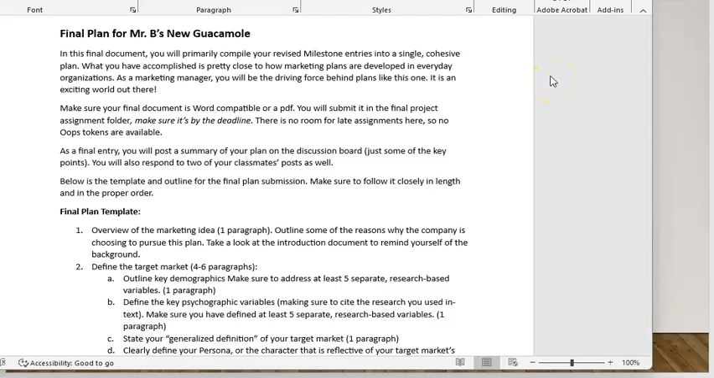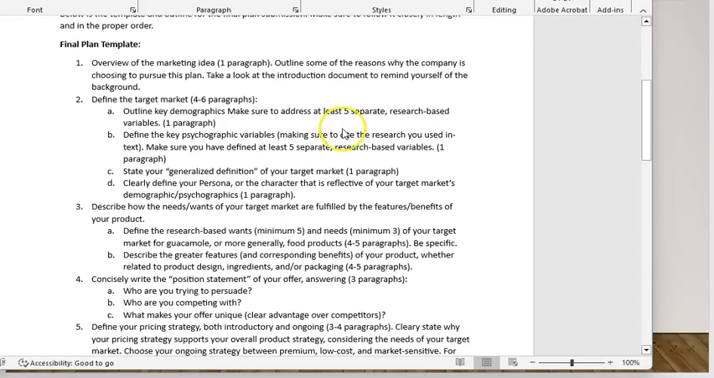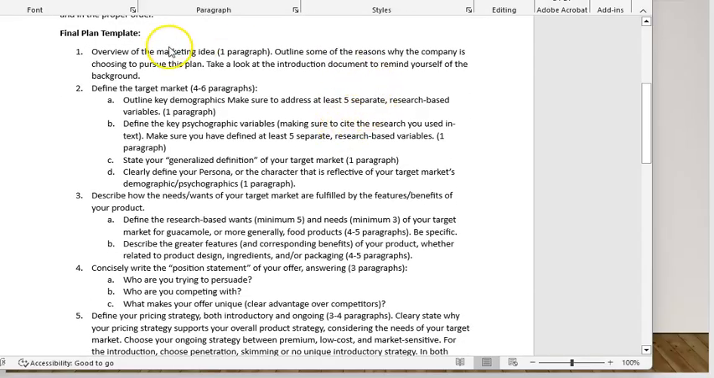So looking at the final plan instructions and outline, basically you're putting together your milestones, all the stuff you've been working on. You're going to put them together into a singular marketing plan. So here's the template for it. I'm going to skip down to that. Again, please read through it and make sure you understand what exactly is being asked of you.